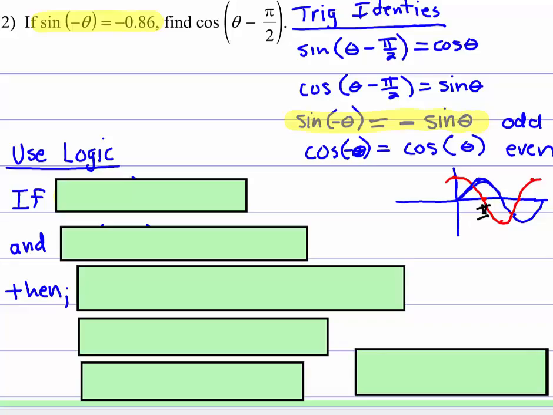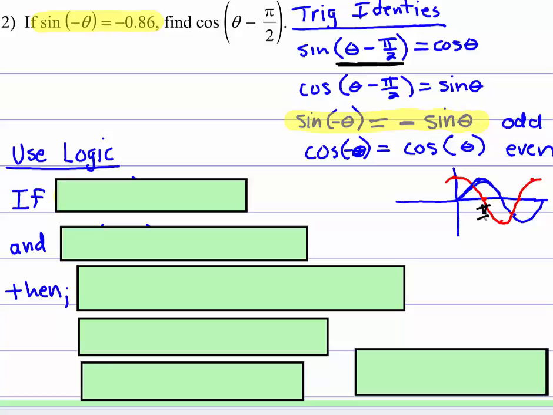We're still working on trig identities, and I feel like there was a little bit of confusion last week, so we're going to try this again. All we're talking about on these trig identities are a couple of things: sine and cosine that have been shifted pi halves.